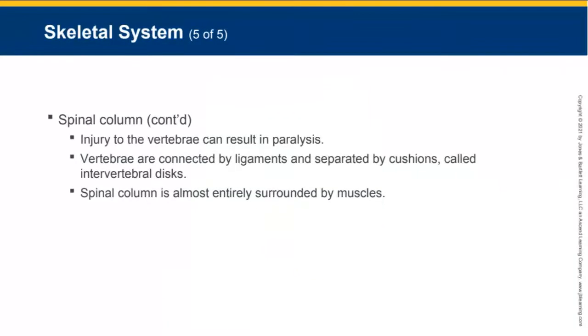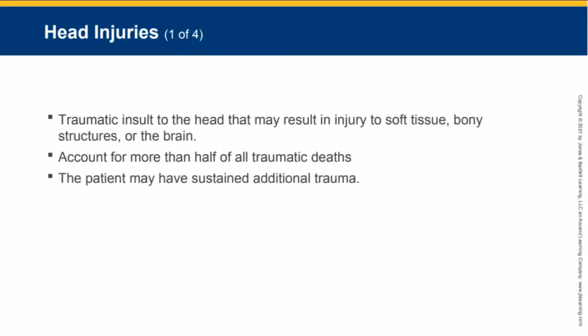Now, the spinal column. Injury to the vertebrae can result in paralysis. Vertebrae are connected by ligaments and separated by cushions called intervertebral discs. The spinal column is almost entirely surrounded by muscles. And that's the review of the anatomy and physiology of the nervous system. Now let's look at the injuries.